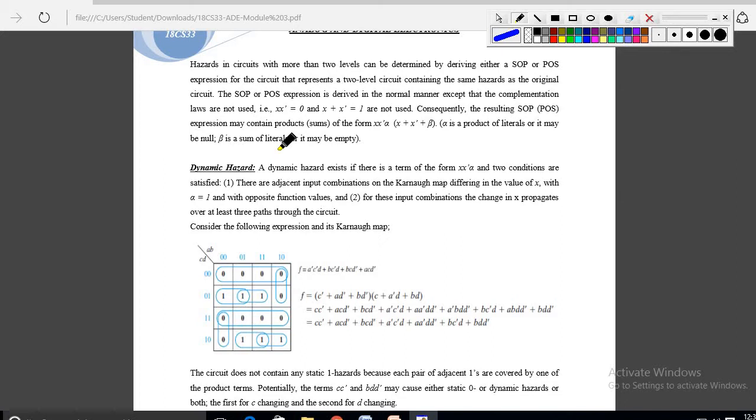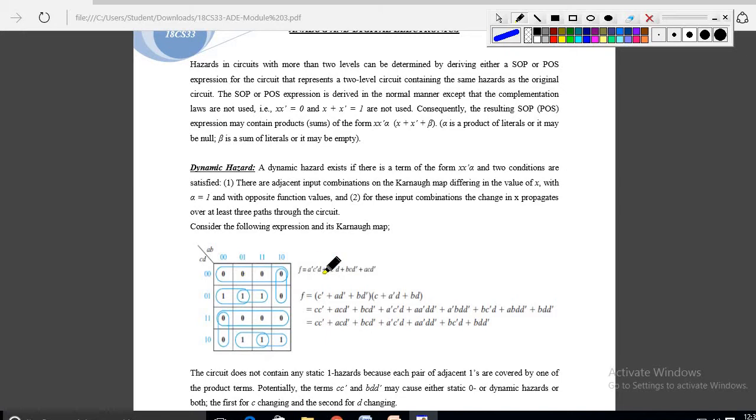If they are not, static 1 hazard exists. If adjacent zeros are not grouped, static 0 hazard exists. But for a dynamic hazard to exist, these two conditions have to be satisfied. The first is that there are adjacent input combinations, either 0 or 1, on the Karnaugh map differing in the value of x, with alpha equal to 1, with opposite function values. And for these input combinations, the change in x propagates over at least 3 paths through the circuit.